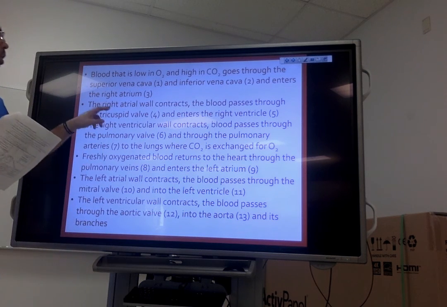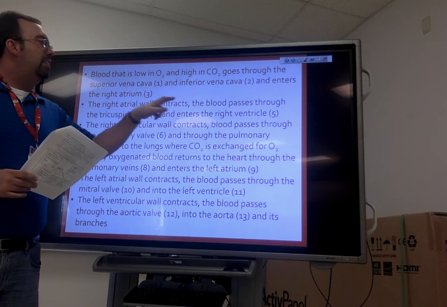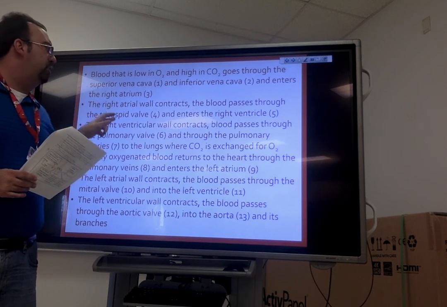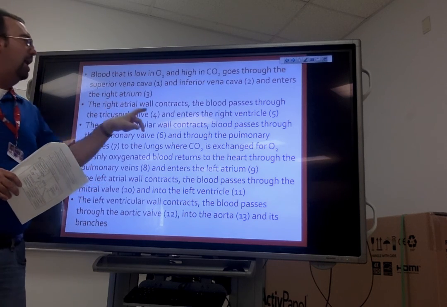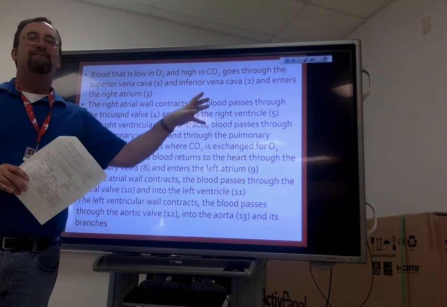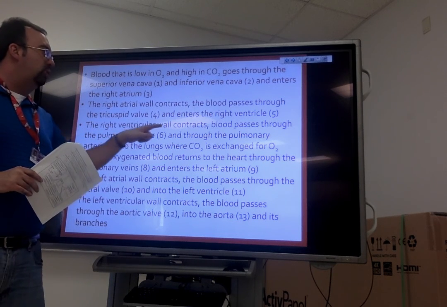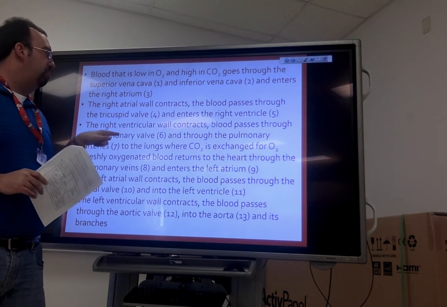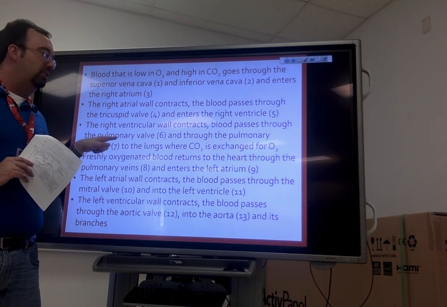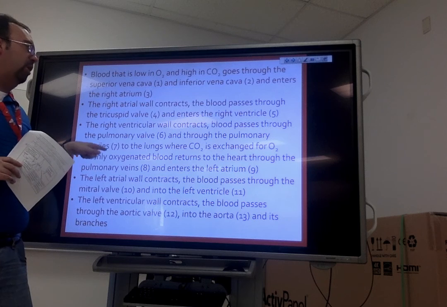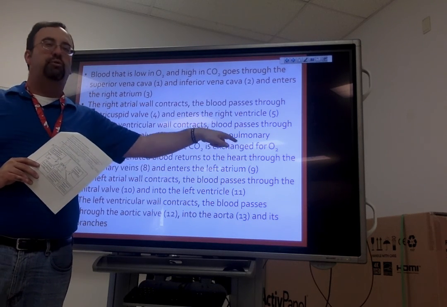All right. The right atrial wall will contract. The blood passes through the tricuspid valve. So remember, tricuspid means 3 points, and enters the right ventricle. Next, the right ventricular wall contracts. Blood passes through the pulmonary valve, which again, when you think about pulmonary, you should be thinking about your lungs, and through the pulmonary arteries to the lungs where CO2 is exchanged for O2.